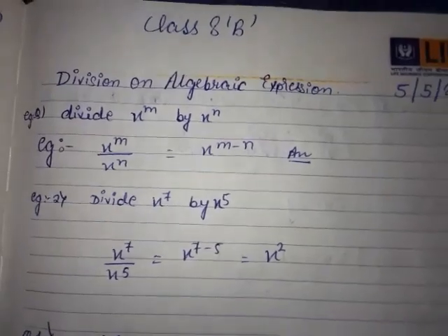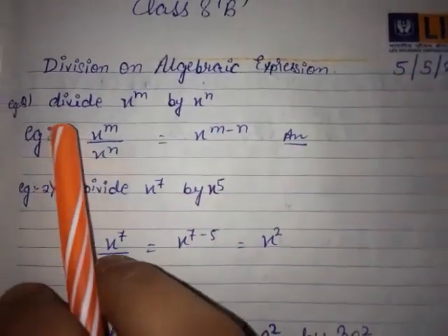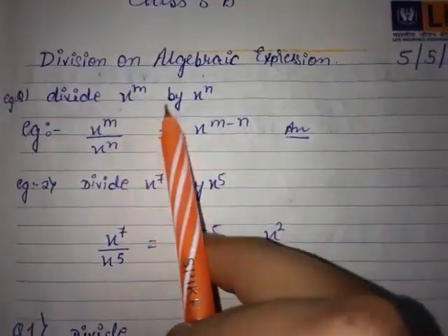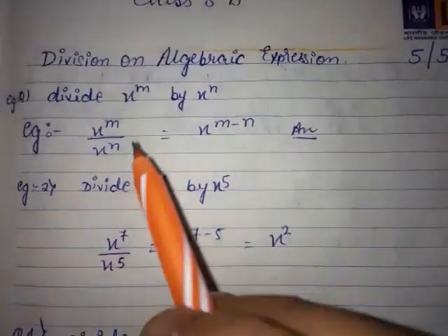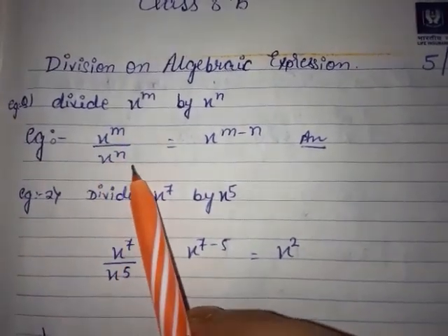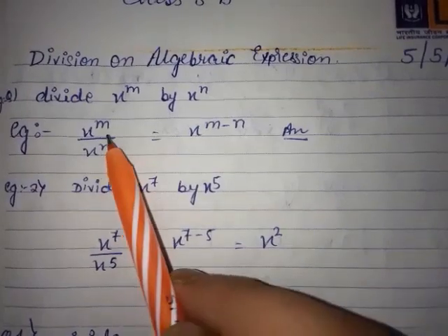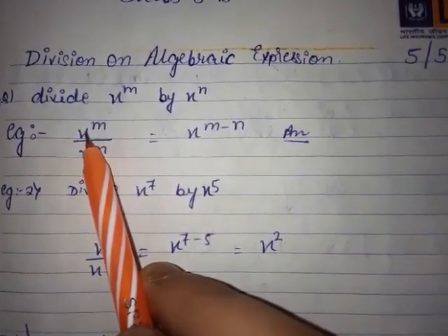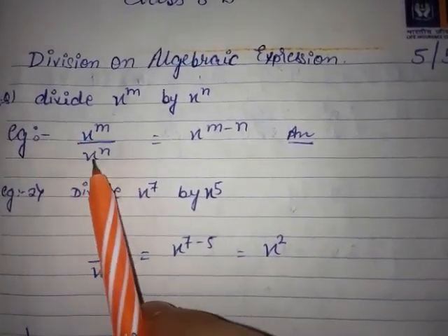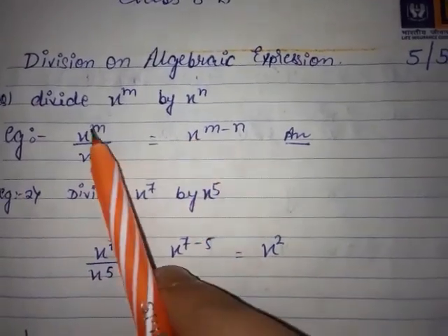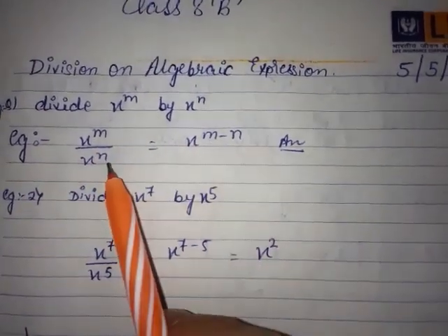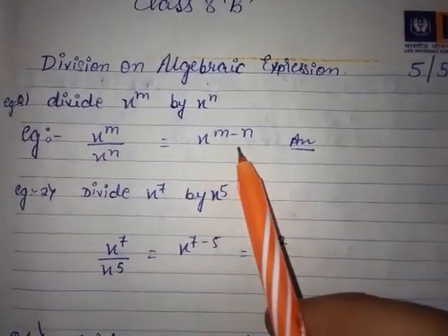I would like to give you a few examples. The question is, divide x to the power m by x to the power n. We have written it as x to the power m by x to the power n. As I told you the rule, here you can see both the alphabets are the same, the base alphabet x. I have written x once, the upper power was m, I have written m minus the lower power n. This is the answer.